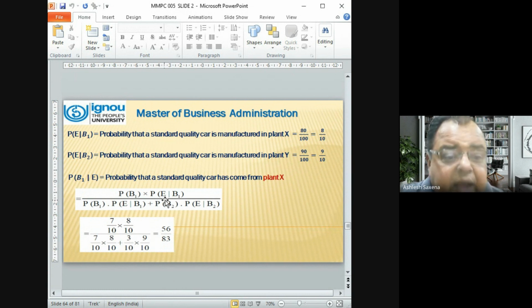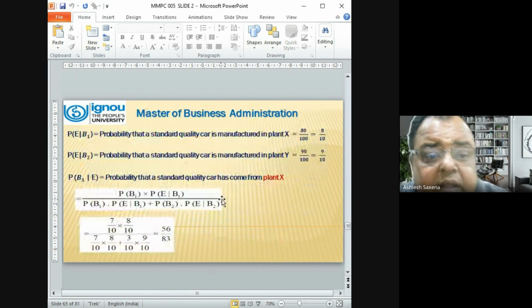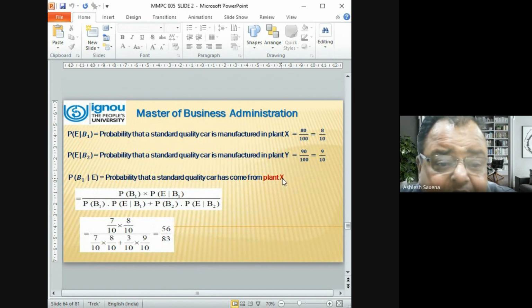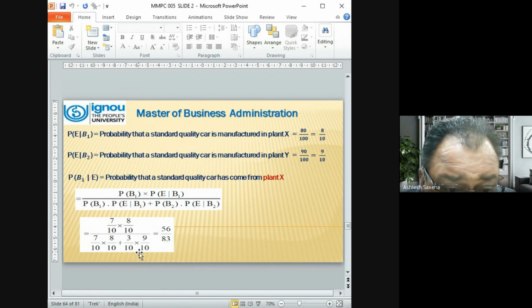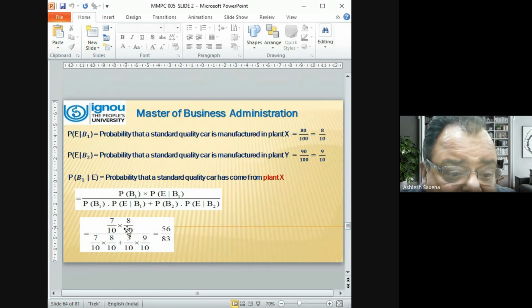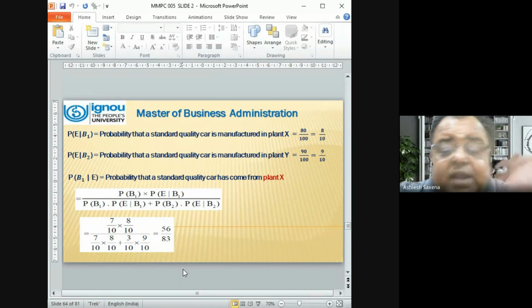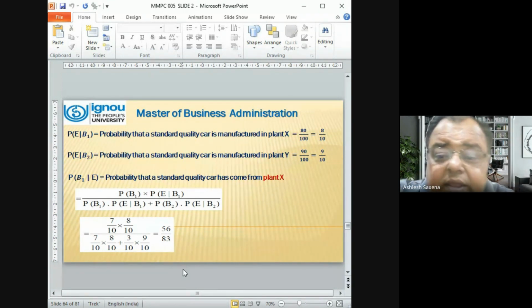If I change this problem to now Y, what will happen? If in case of this X, Y was there. If in this case Y was there, what would I have done? I have written these numbers over here, and rest everything will remain the same. I will just replace these numbers with this, and denominator will remain the same. So answer will be 27 by 83. You can calculate it right now. Thank you. Already calculated.